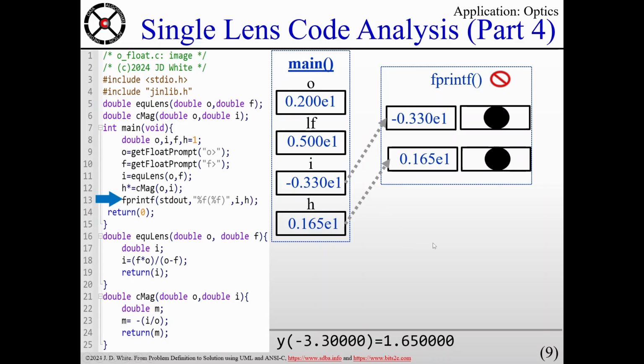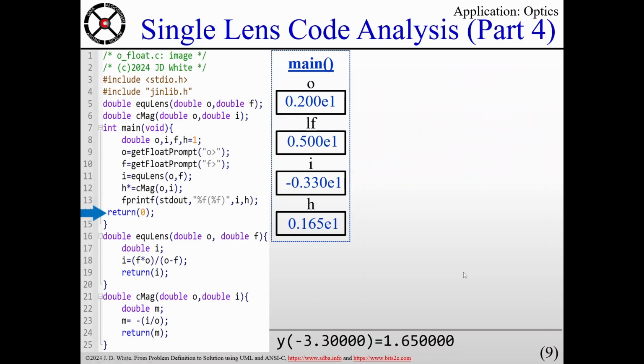Okay. And we can see here that printing it out is printed like this. Minus 3.3000 equals 1.650000. By default, we always print 6 decimal places. Okay? By default, C will print 6 decimal places. All right, and then we return 0, main returns, and that's the end.